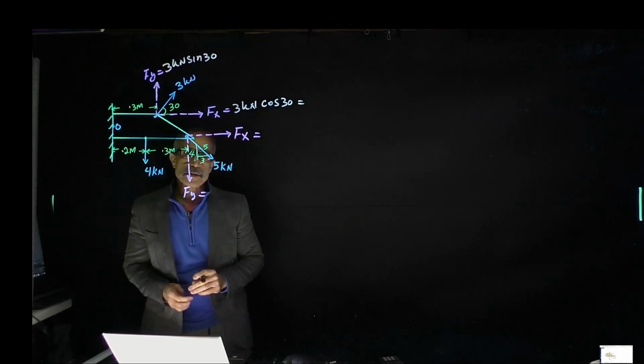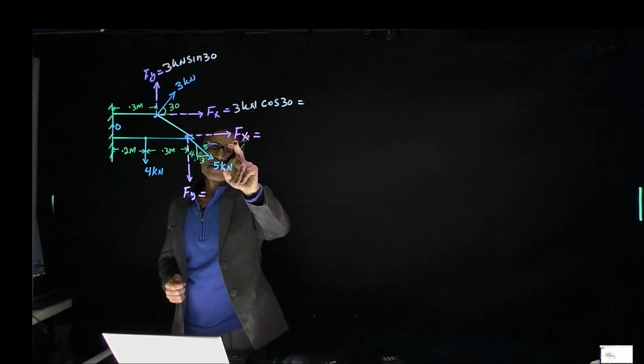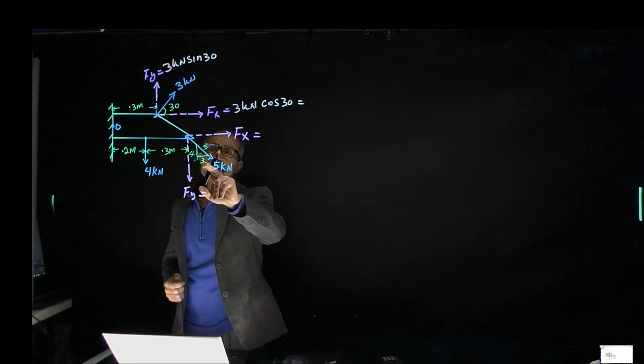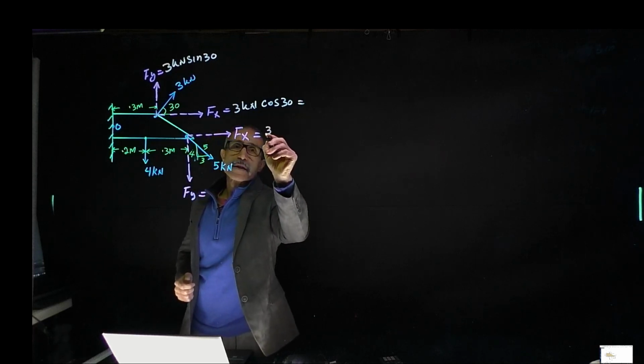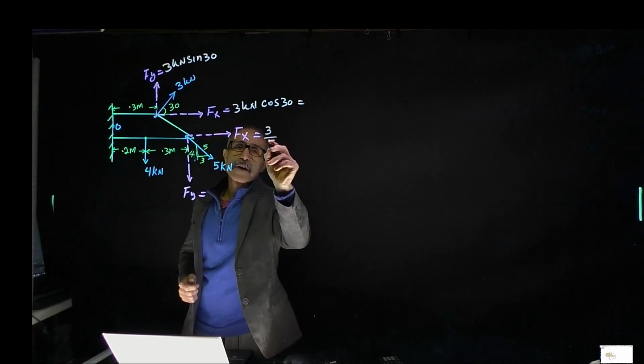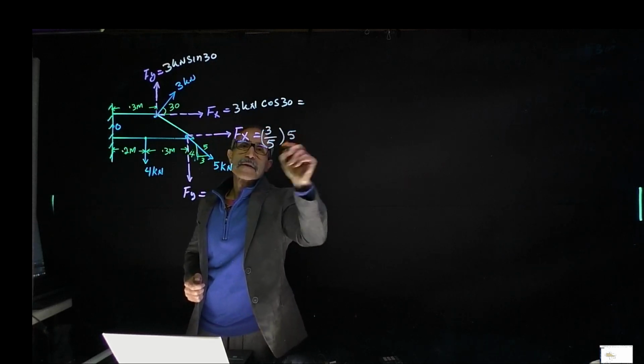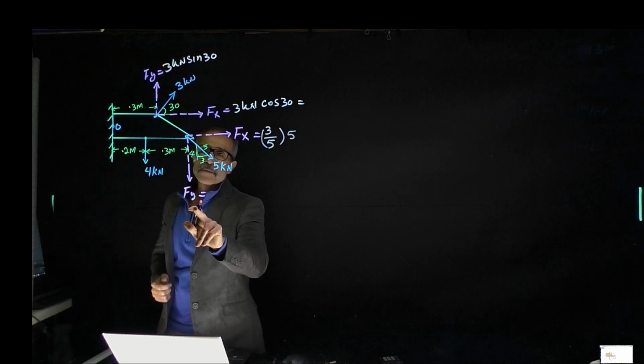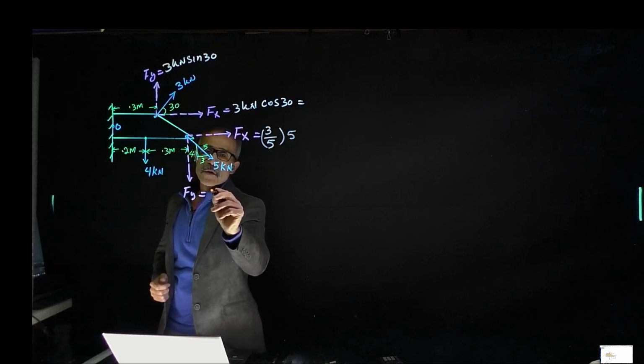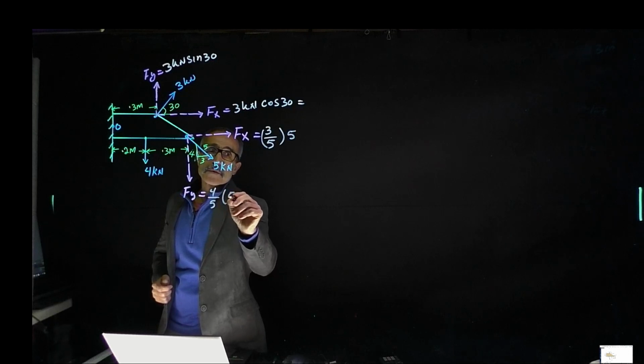This is interesting. The F of x component of this one is going to be 3. Remember, the horizontal or the x portion of this is 3. So it's going to be 3 divided by hypotenuse, which is 5, multiplied by 5. And the y component of this is going to be 4 divided by hypotenuse times 5 kilonewton.